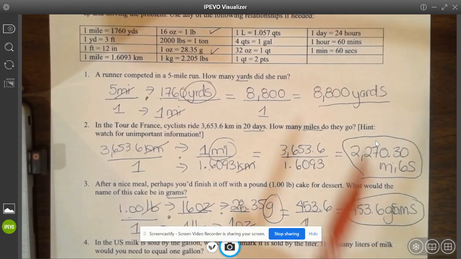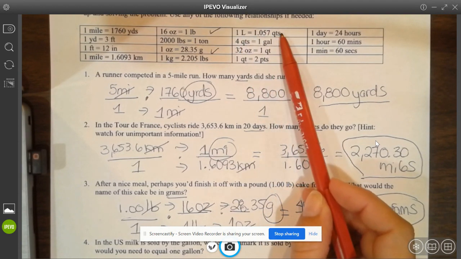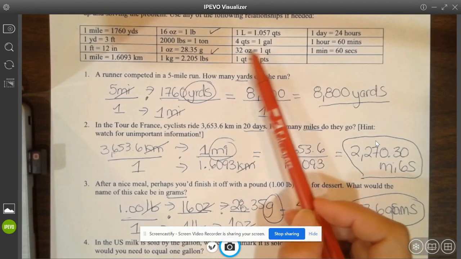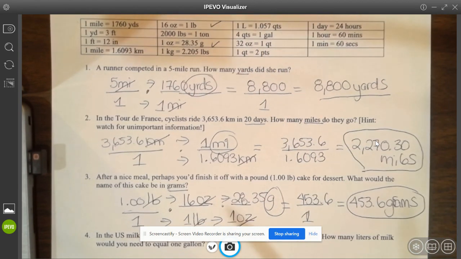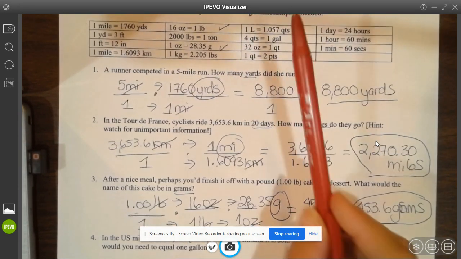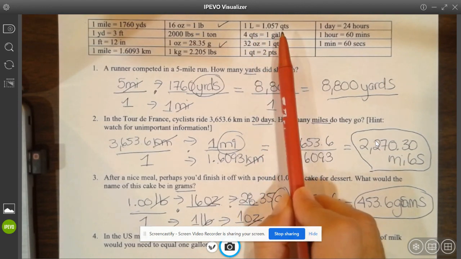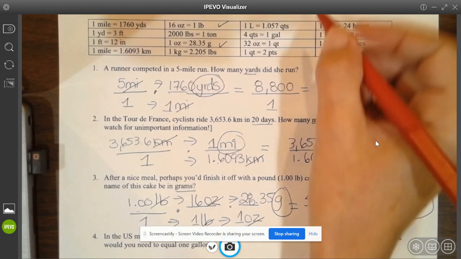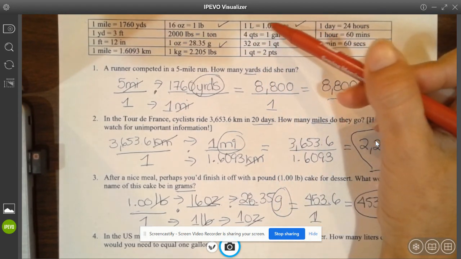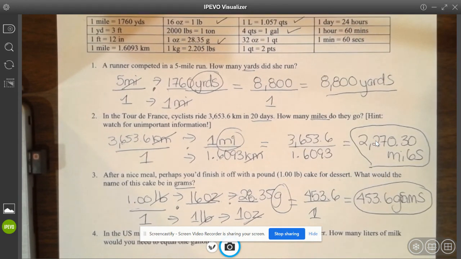All right, let's look what we have here. We have 1 liter is 1.057 quarts. 4 quarts is 1 gallon. 32 ounces is 1 quart, and 1 quart is 2 pints. So which ones do we want? We want a gallon and we want liters. Okay. Does it say gallons to liters anywhere? No. But we have this one and we have this one. We have 1 liter equals 1.057 quarts, and 4 quarts is 1 gallon. So we're going to be using those two again.